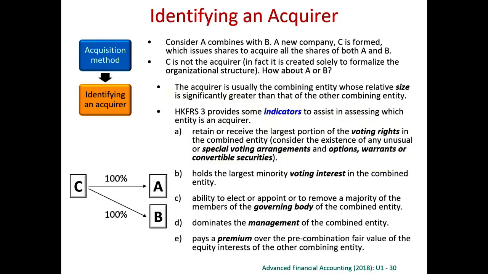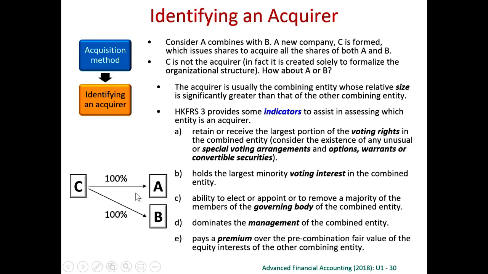But in some cases, the identification of the acquirer will require some kind of judgment. Take an example. In this case, we consider A combined with B. A can be 7-Eleven, B can be Circle K. If 7-Eleven tries to combine with Circle K, there are many methods to effect the business combination. One method is they form a new company, Company C. This Company C will issue shares to acquire all the shares of both Company A and Company B. Therefore, C controls everything of A and B. This is certainly a business combination because we combine the business of A and B together.